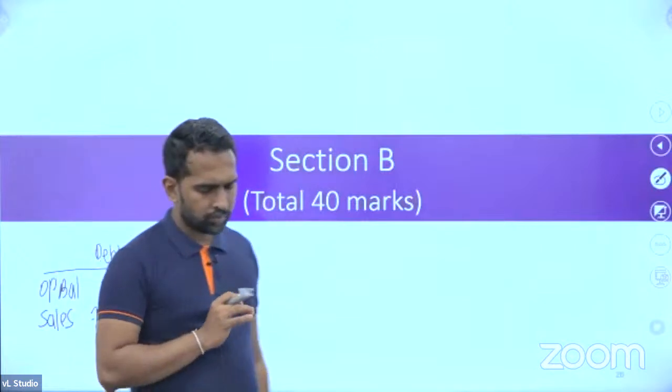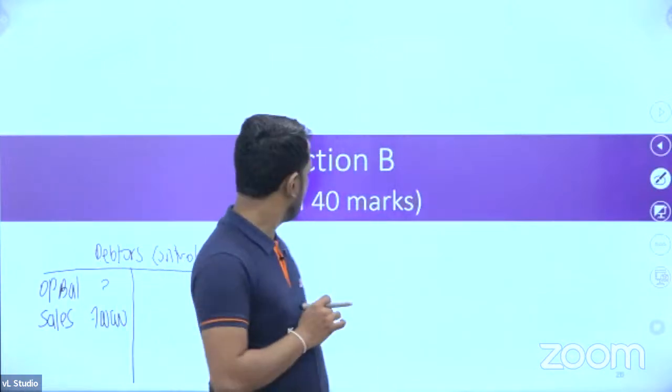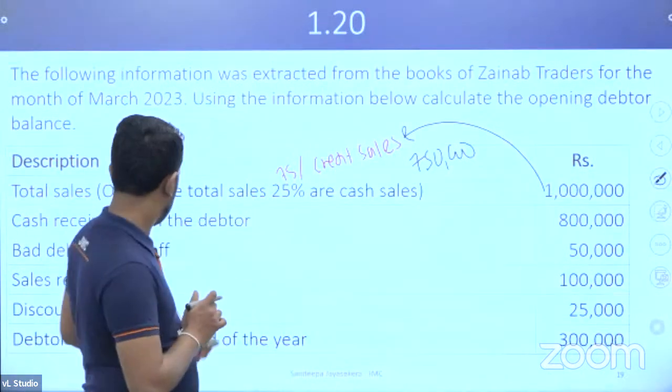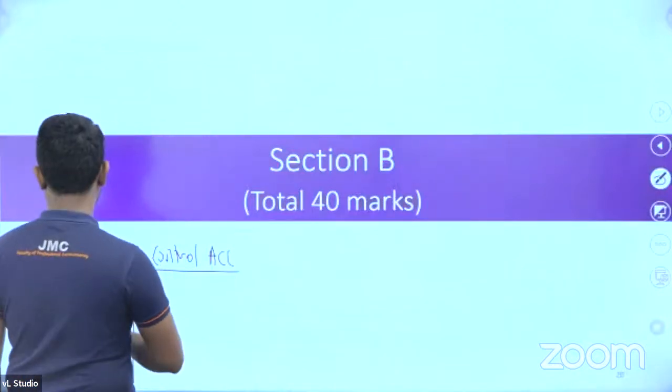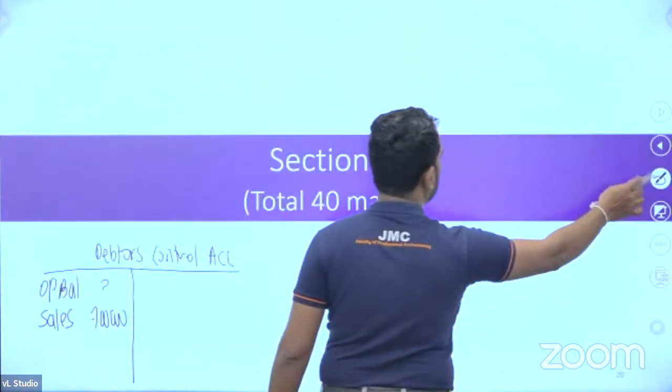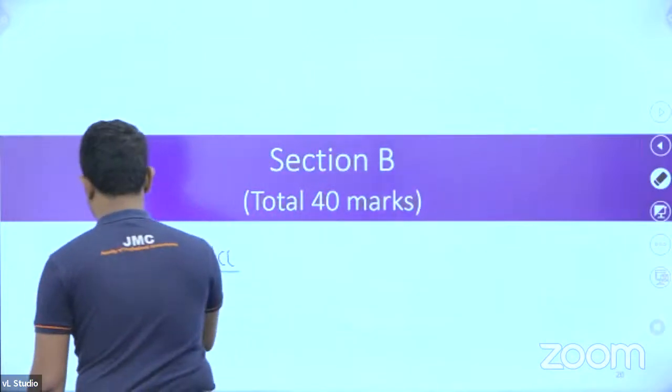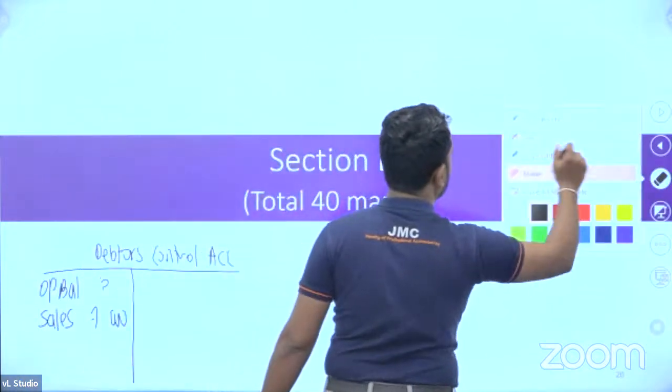Excuse me, sir. Yes, I didn't get it. This one, 750,000. Sorry, let me explain it again.